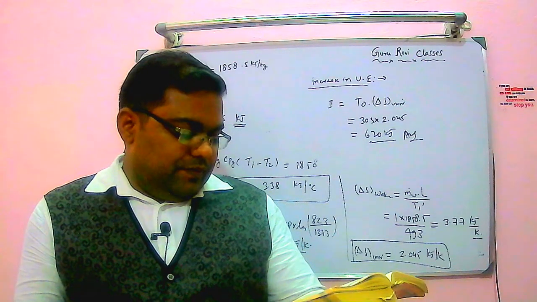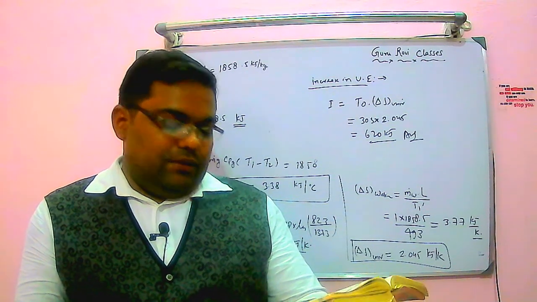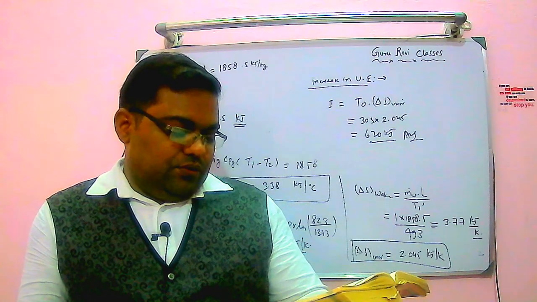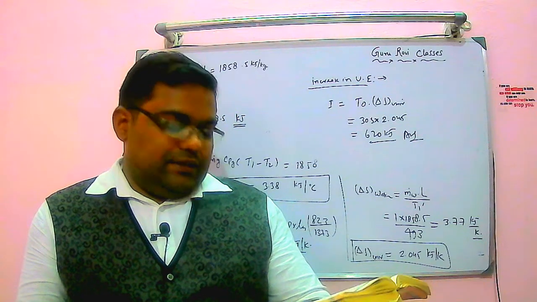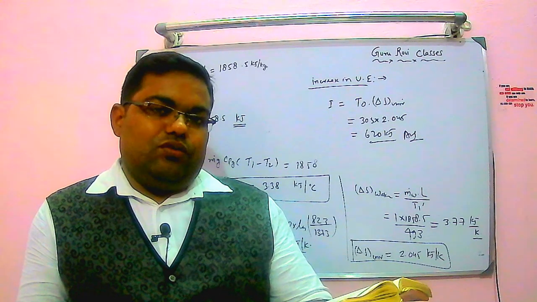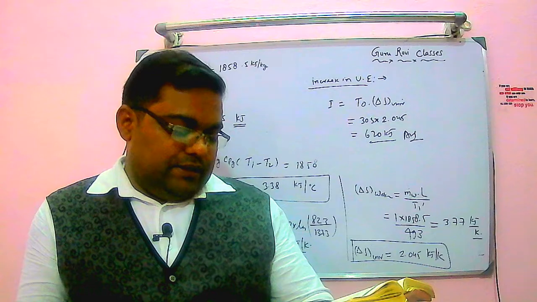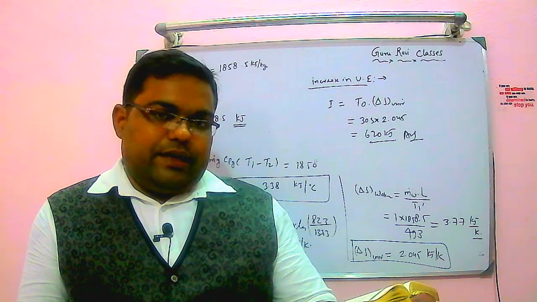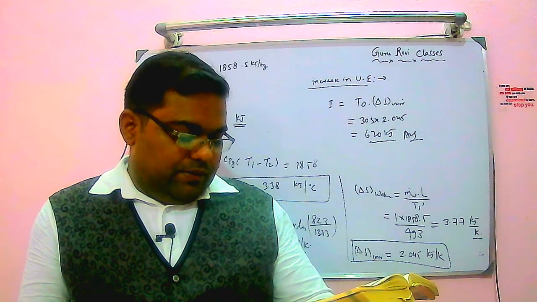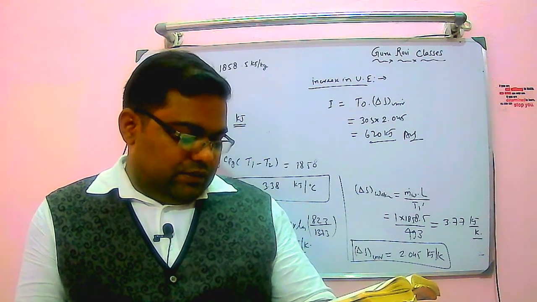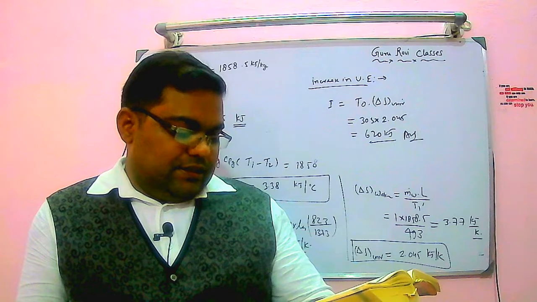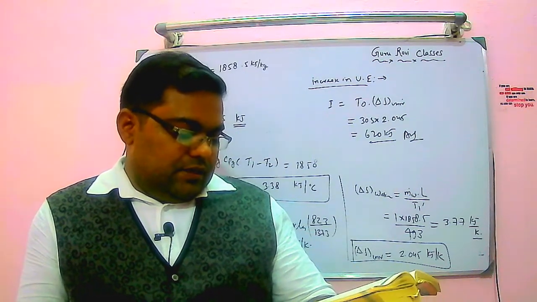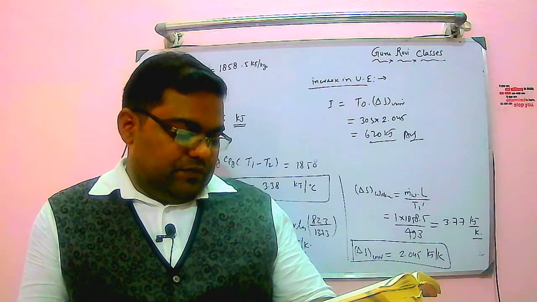system until its volume is doubled and its temperature becomes equal to that of the surroundings, which is at 100 kilopascal, 5 degrees Celsius. For this process, determine part A, the maximum work, part B, the change in availability, and part C, the irreversibility.